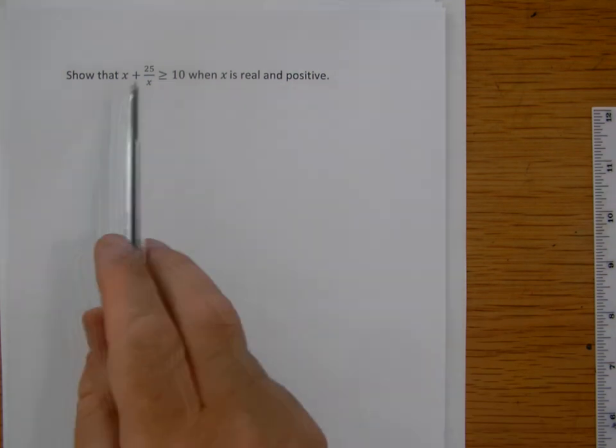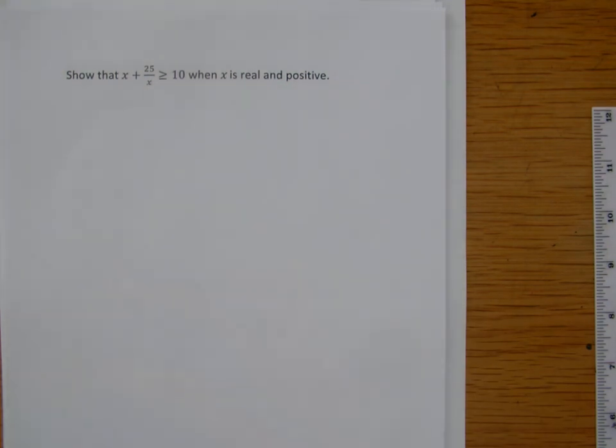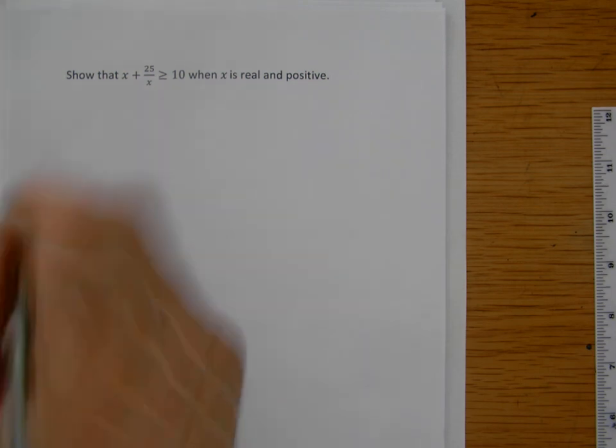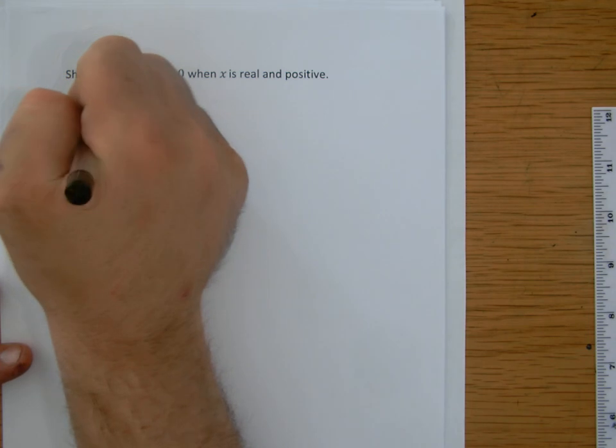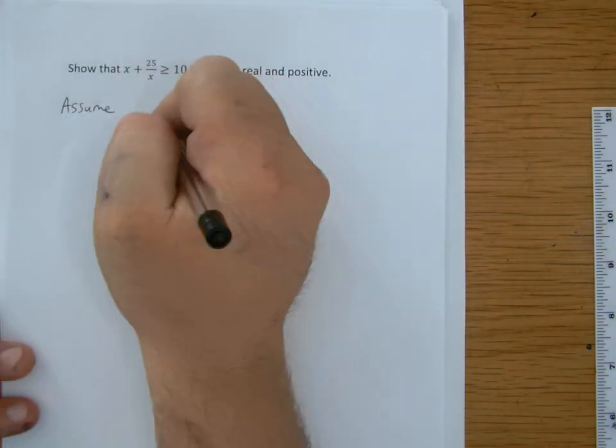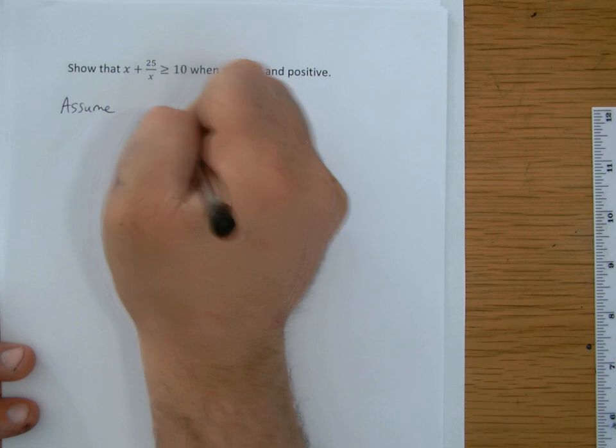Okay, show that x plus 25 over x is greater than or equal to 10 when x is real and positive. So in order to prove this, we're going to actually show by contradiction, okay? And what I mean by that is we're going to assume that actually the opposite is true. Let's assume that x plus 25 over x.